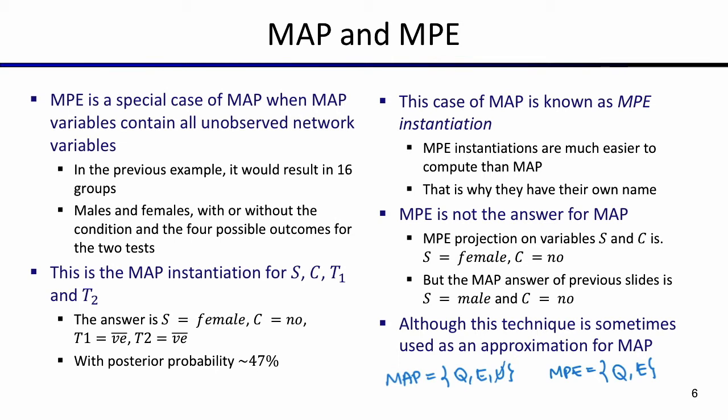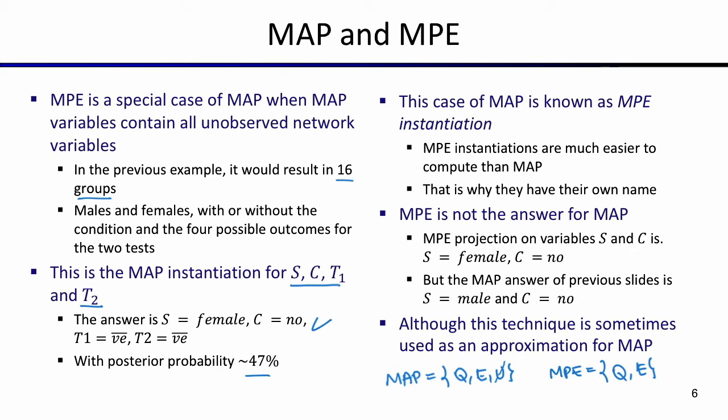In this case, that would have 16 groups instead of 4, because we have males and females that have or not have the condition, and they also have 4 possible outcomes for the 2 tests. So if we compute this MPE instantiation for this MPE query, the results will involve the 4 variables S, C, T1, and T2, not A because A is evidence, and the answer is this one, right? It's going to be S equal to female, C equal no, and both tests will be negative. So this has the posterior probability of around 47%.